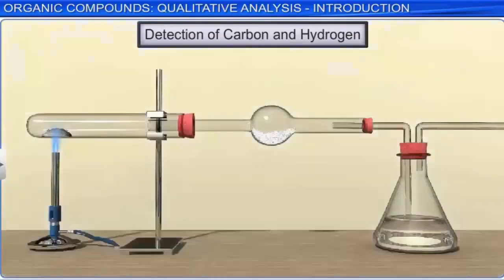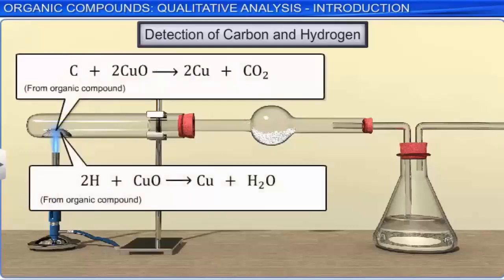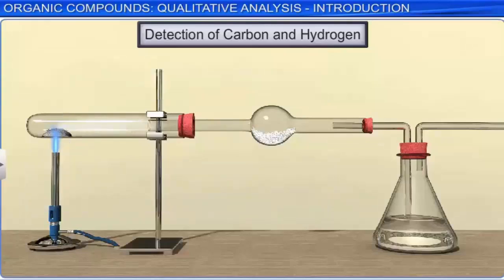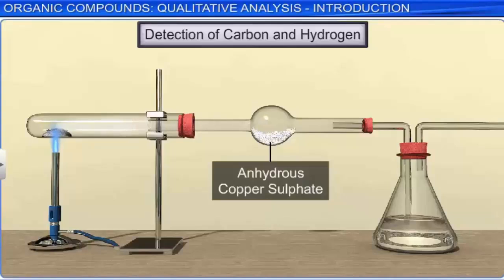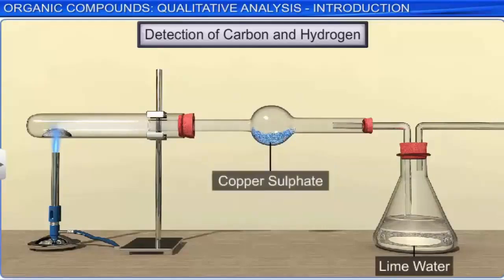First, the given compound is heated with the oxidizing agent cupric oxide. As a result, the elements carbon and hydrogen present in the compound get oxidized to carbon dioxide and water respectively. The products obtained are then passed over anhydrous copper sulfate and bubbled through lime water. We observe that copper sulfate turns blue, whereas lime water turns milky.